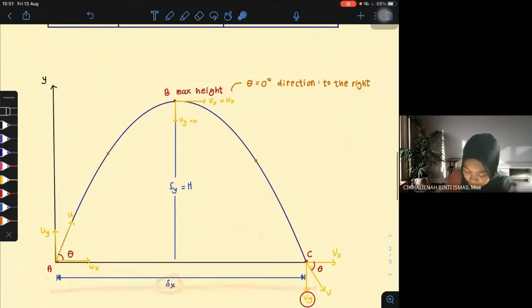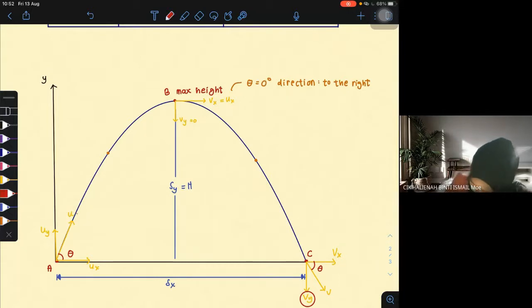Okay, so apabila bola ni ditendang, dia akan ditendang at certain velocity. Dia tidak akan ditendang dengan velocity yang kosong lah, sebab kita sudah tendang tu dengan satu kelajuan. Ada certain velocity. So let's say the velocity here is 50 meter per second.